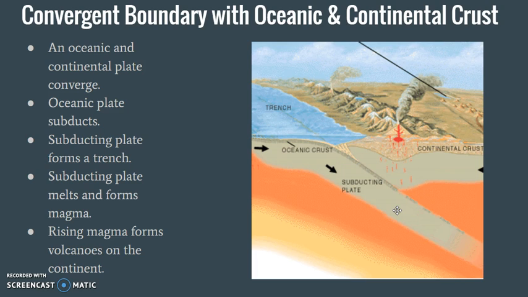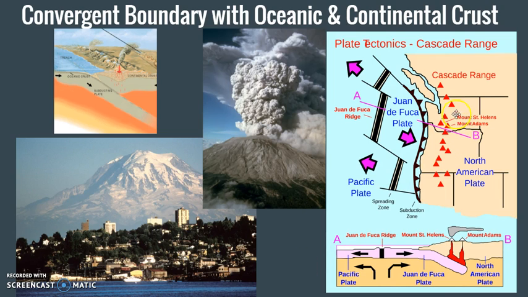All right, now where does this happen on Earth? Well, it happens in the Pacific Northwest of the United States. Right here, this is Washington State, this is Oregon, and this is the top part, the northern part of California. There's a plate offshore called the Juan de Fuca plate. It is converging with the North American plate this way, and it's being subducted under. And as it subducts under, it melts and it forms all these volcanoes.